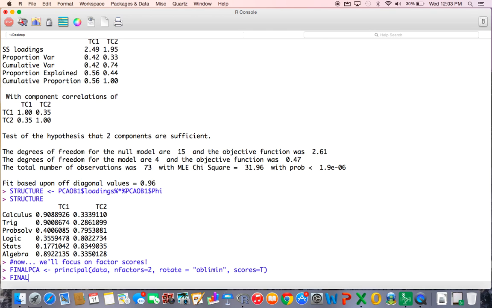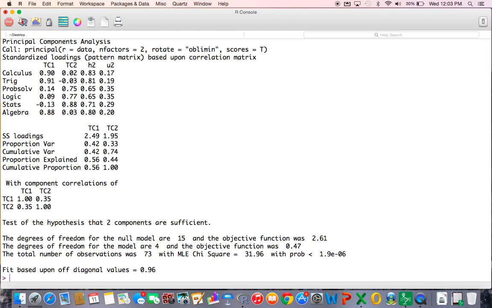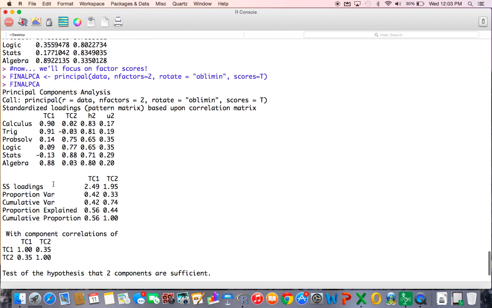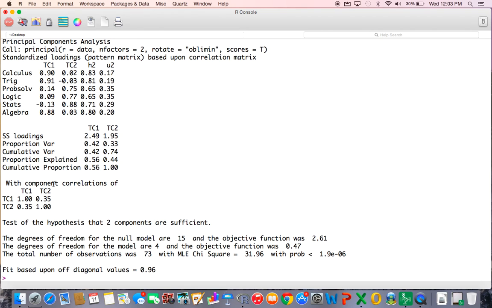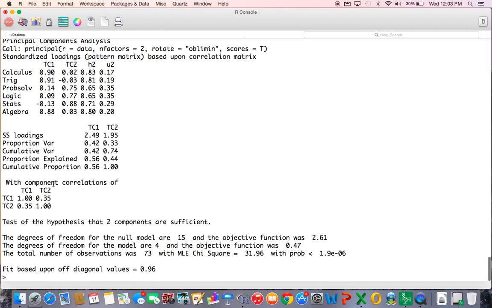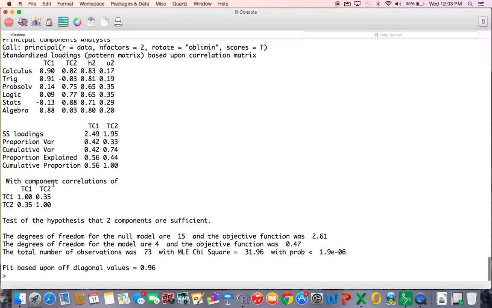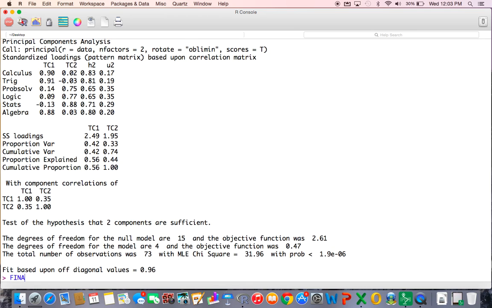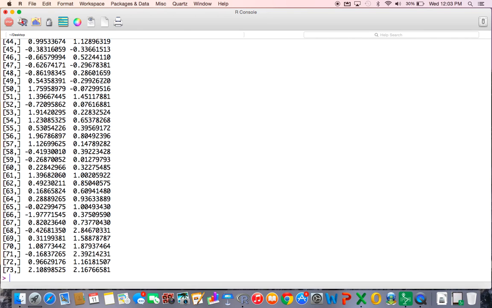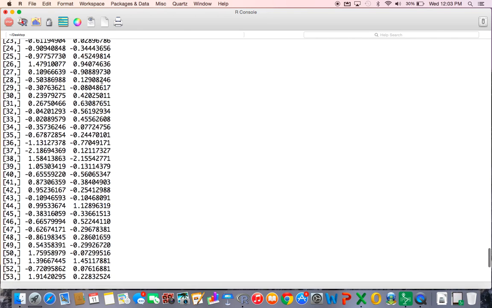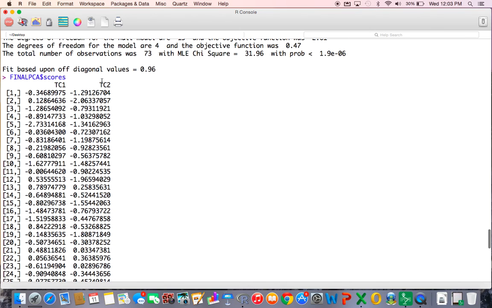And you type final PCA and you're like, wait a minute, what did it do to us? There's nothing different. Well, just because you created the scores doesn't mean you see them yet. So I'll have to go final PCA, $ scores. And we get our component scores for each of the students. Okay.